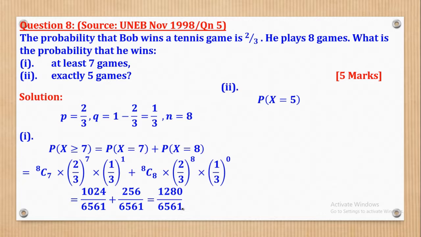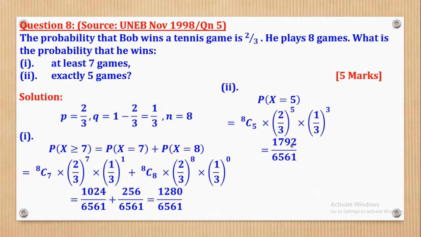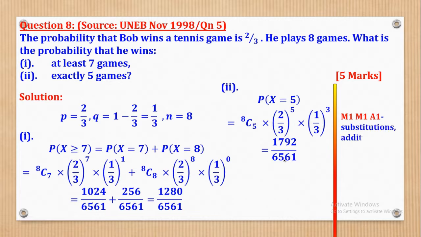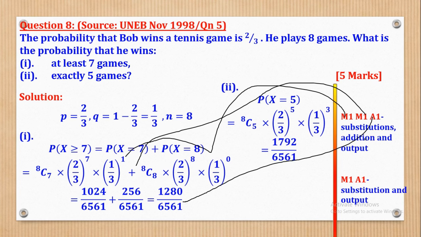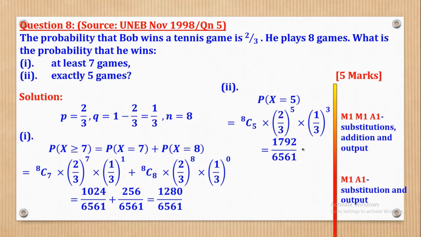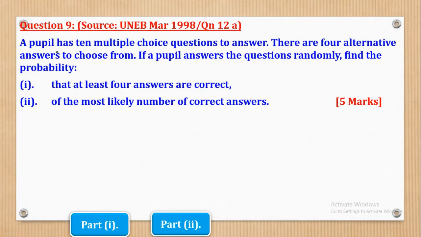Then Roman 2, exactly 5 games, we shall still use the binomial formula to come up with 1792 over 6561, and basically that is what they wanted. So M1 is for these substitutions, and M1 is for the addition, and A1 is for the output after addition. Then M1 for substitution, A1 for the output. So that was question 8.